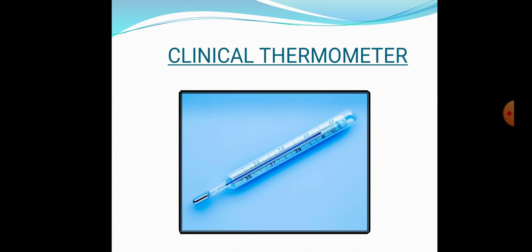The clinical thermometer has a range from 35 degrees Celsius to 42 degrees Celsius because the temperature of a human body never goes beyond these limits. The normal body temperature in humans is 37 degrees Celsius or 98.6 Fahrenheit. Some thermometers are marked in Fahrenheit, and these thermometers have a range from 94 degrees Fahrenheit to 110 degrees Fahrenheit.